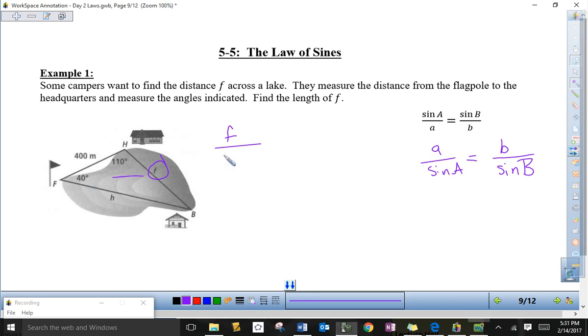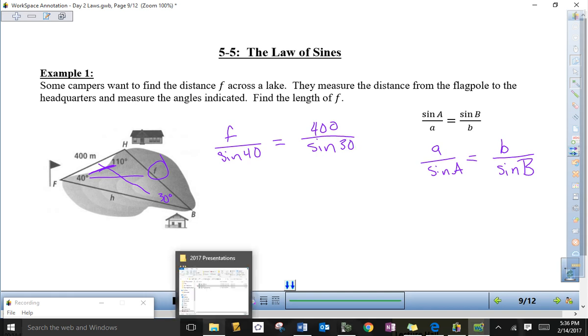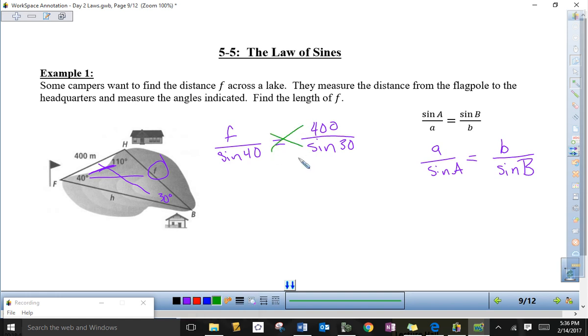Okay, so F is across from 40, so sine of 40 will go on the bottom. And then we need to pick our other pair. If you notice, we were only given one other side length. You have to use that. So our other pair will be 400 on top, but I need sine of the angle across from it, and right now I don't have that. But we know the angles in a triangle have to add up to 180. Right now I've taken care of 150 of it, so there's 30 left over, so sine of 30 on the bottom of that 400.